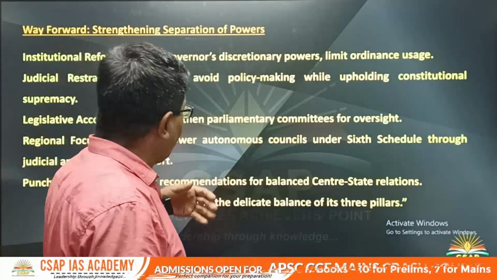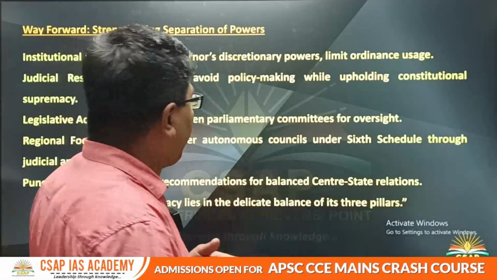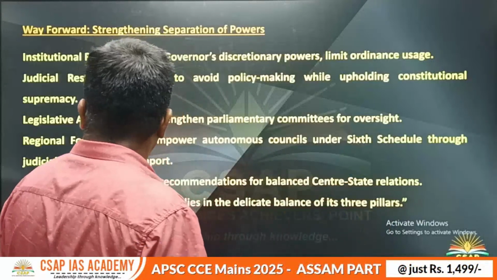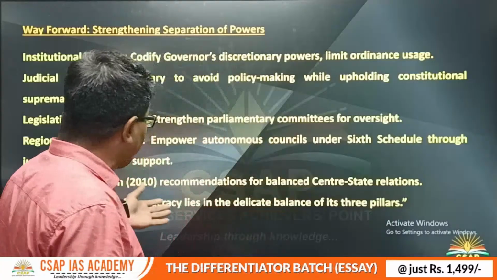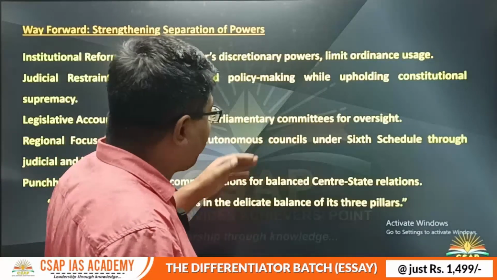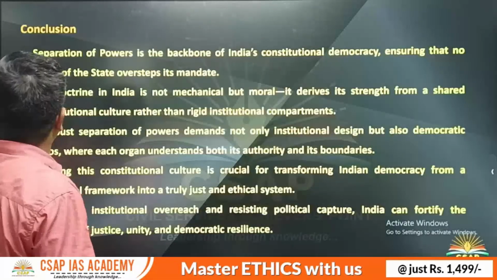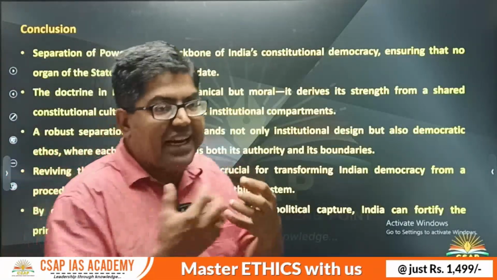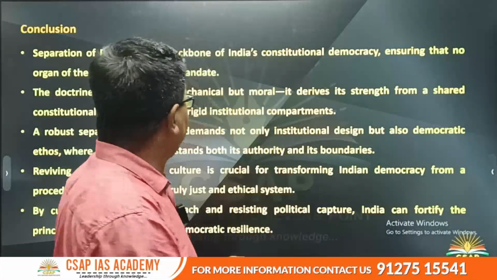For example, we have the autonomous councils, right? So we need to give more power to them, more support, and for balanced center-state relations. The strength of democracy lies in the delicate balance of its three pillars. So we need to be able to balance these pillars, right? So the delicate balance amongst these three pillars becomes all the more important, right?